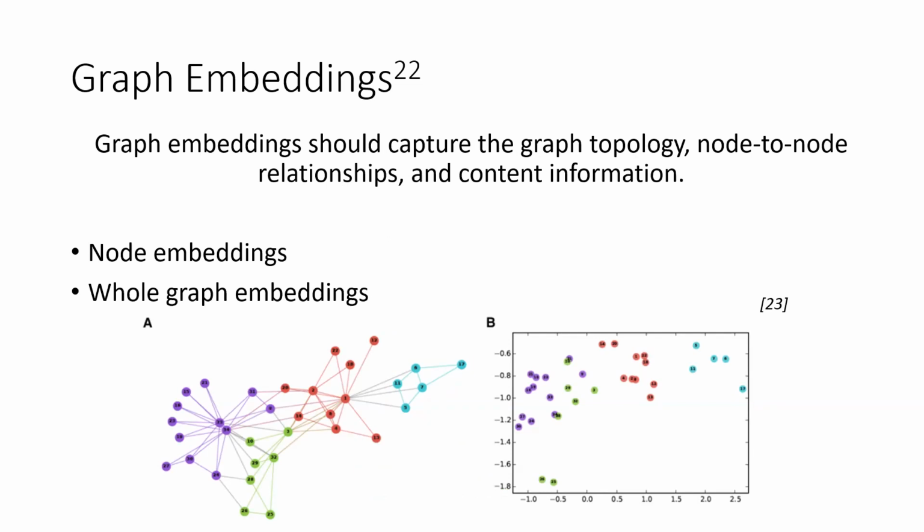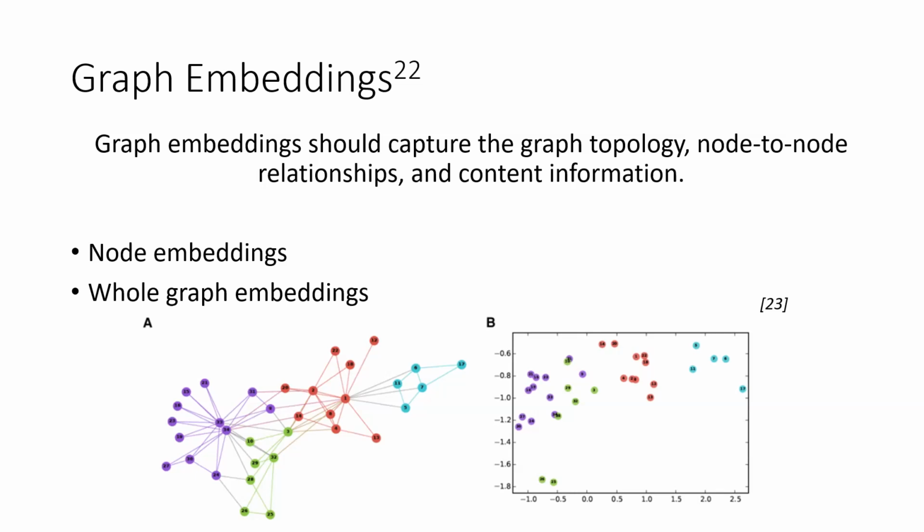So graph embeddings will be, again, an embedding, a continuous vector that somehow captures information on the graph topology, or node-to-node relationships, or some content information if the graph has contents in the form, for example, of node labels. And for graph embeddings, we usually have 2 kinds of embeddings: node embeddings and whole graph embeddings. From among the 2, the node embeddings are usually more preeminent. We see more of them because they're easier to construct, and also they have a lot of applicability.